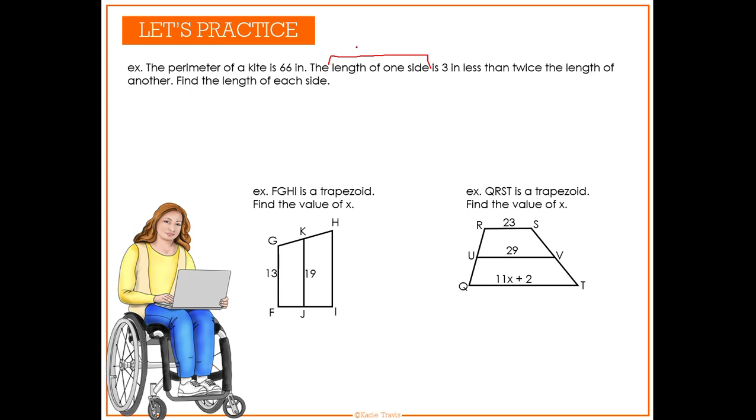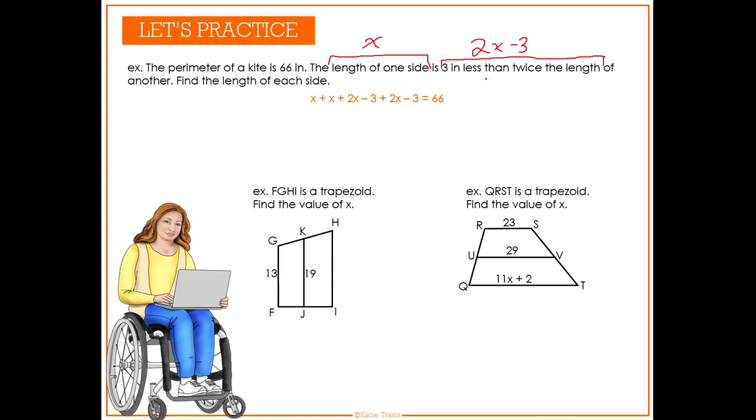The length of one side, we don't know what it is yet, but it's x. So the other is going to be 3 less than twice the length of the first. 3 less is minus 3, and twice that length is 2 times x. So let's go through and find these answers here. Here's our perimeter. We got x plus x, because there's two sides that are the same, plus 2x minus 3 plus 2x minus 3 is going to equal 66.